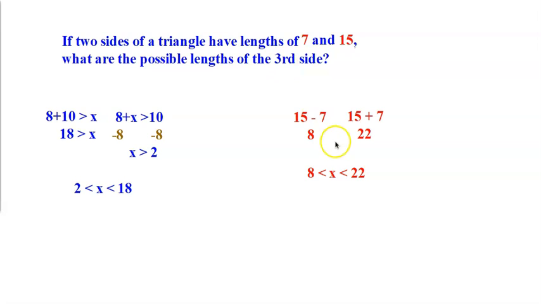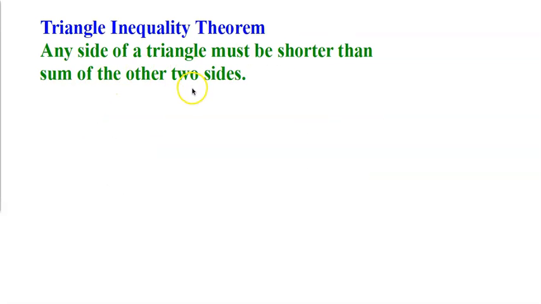So if you're looking for that third side, all you have to do is subtract the two, and that'll give you your smaller limit. You add the two sides you know, and that'll give you your upper limit. It has to be in the middle. And also remember that these other two sides have to be more than the third side. They can't equal, it has to be greater than.